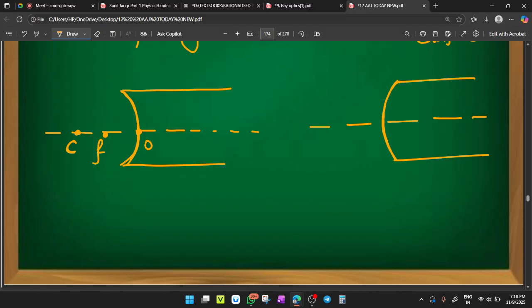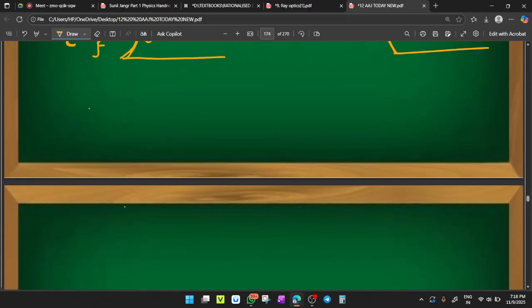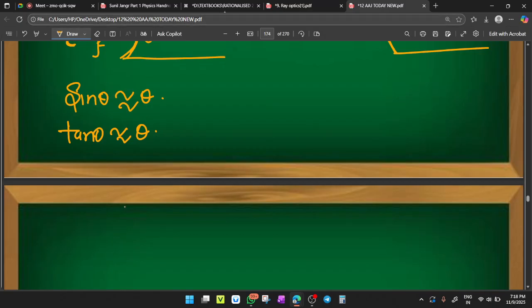Clear, beta? Now, there is a strong consideration we have to keep throughout the derivation of the articles related to these spherical surfaces. I am writing it there. What is the assumption we have to take? First, sine theta is near about theta, as the angles are very small. In optics, the angle is very small. So, for very small angles, sine theta is near about theta, and tan theta is near about theta. Yes. So let us start.